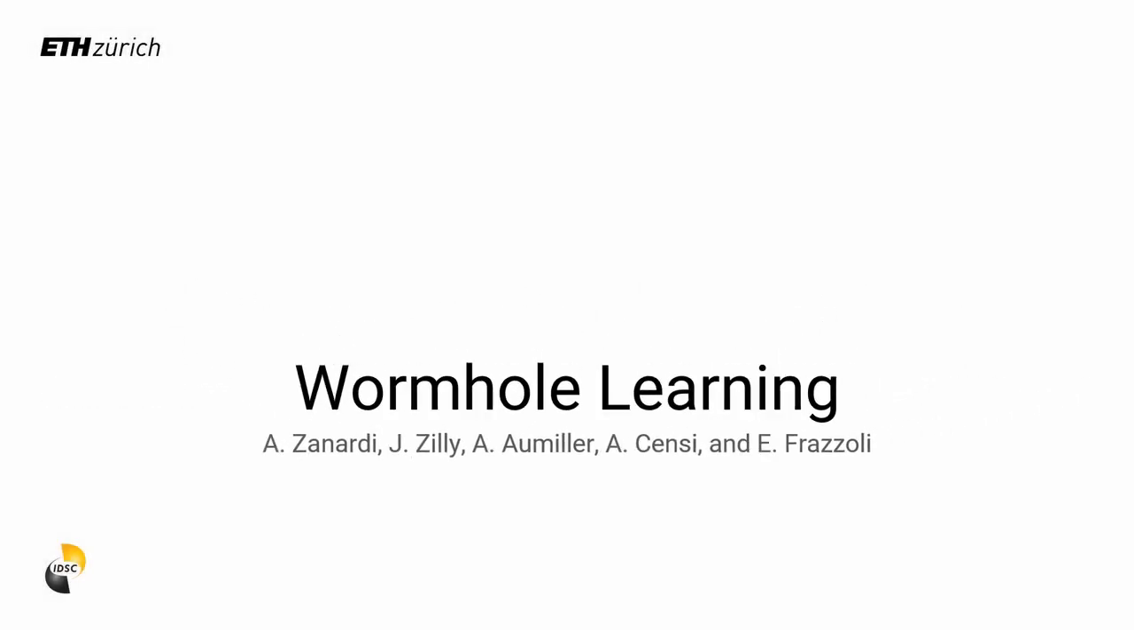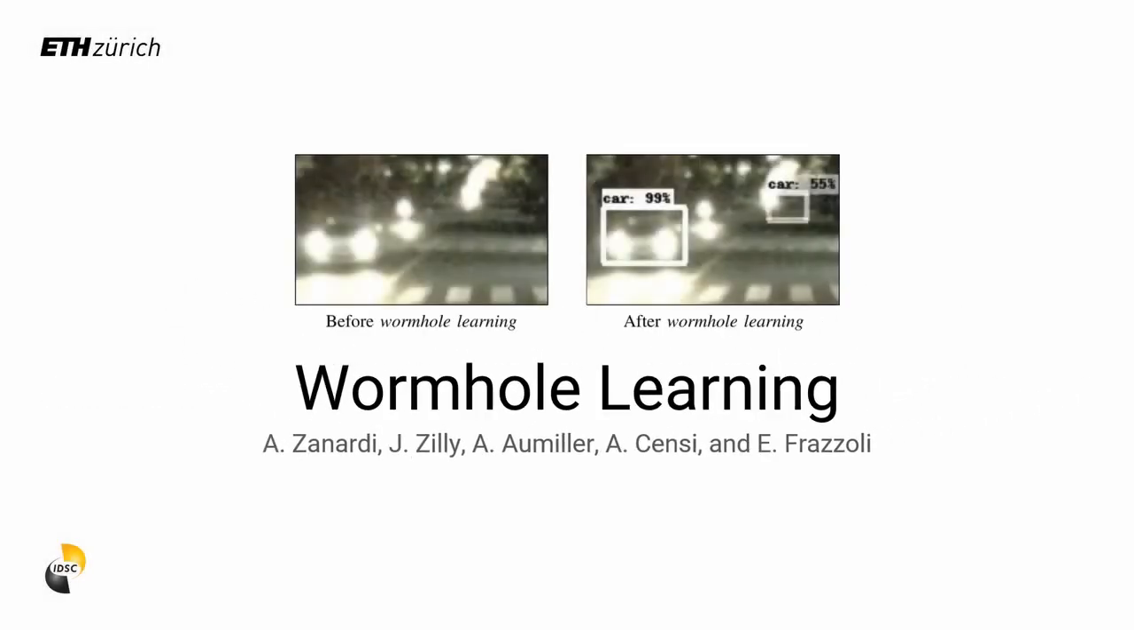Our paper presents a method called wormhole learning. Typically, to enlarge the operating domain of an object detector, more labeled training data is required. In this work, we show that thanks to temporary access to an auxiliary sensor with certain invariance properties, we can extend the operating domain of the original detector.